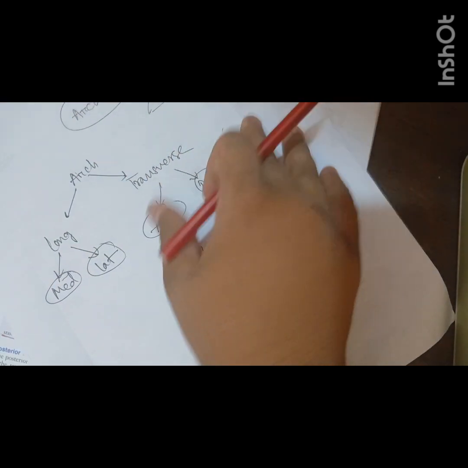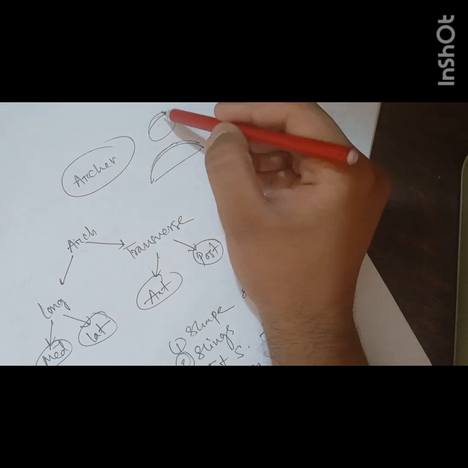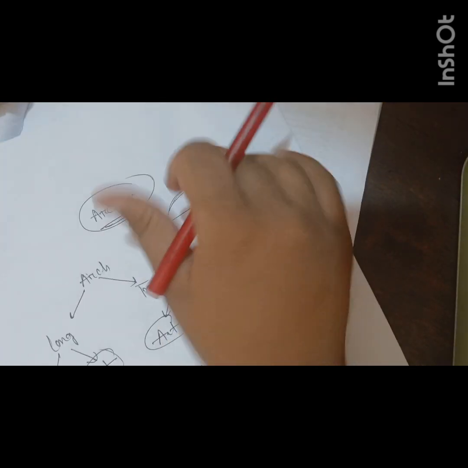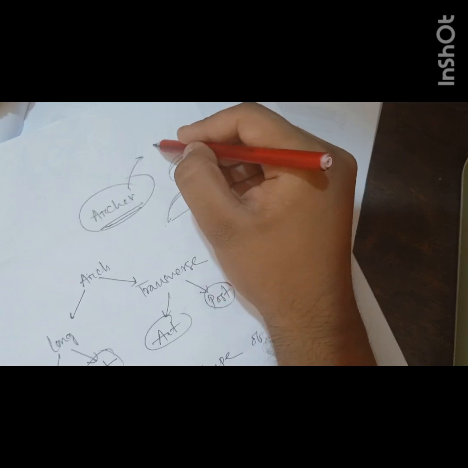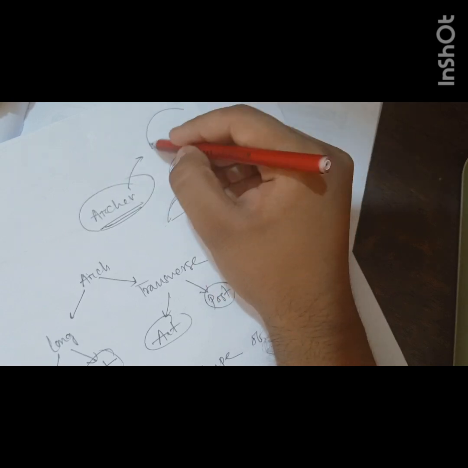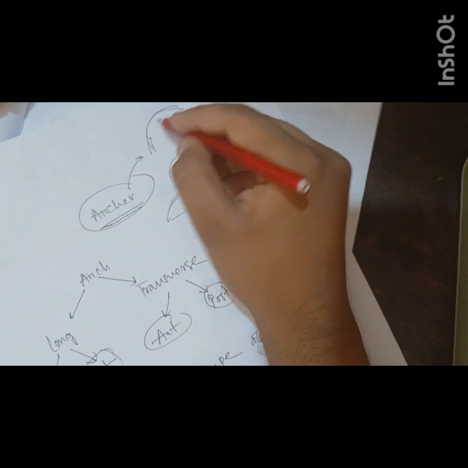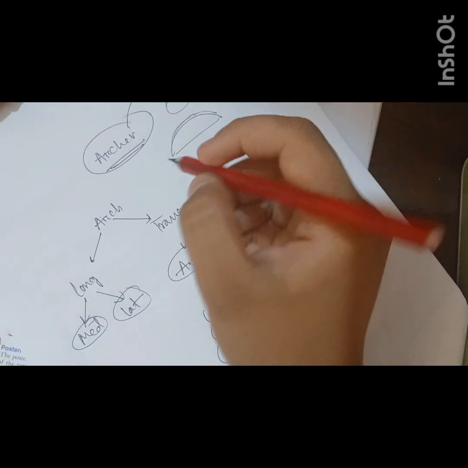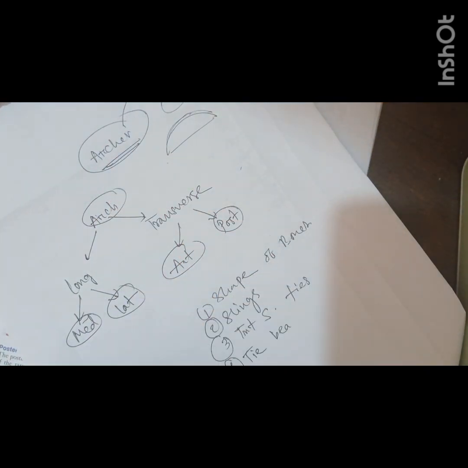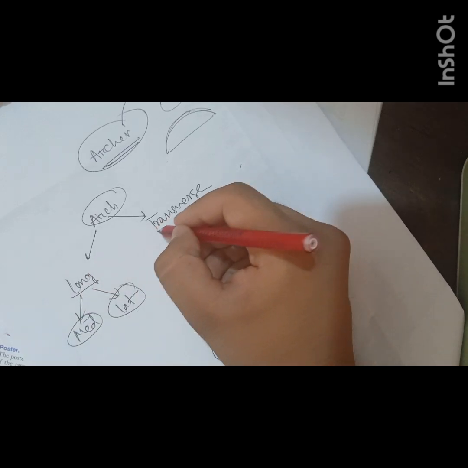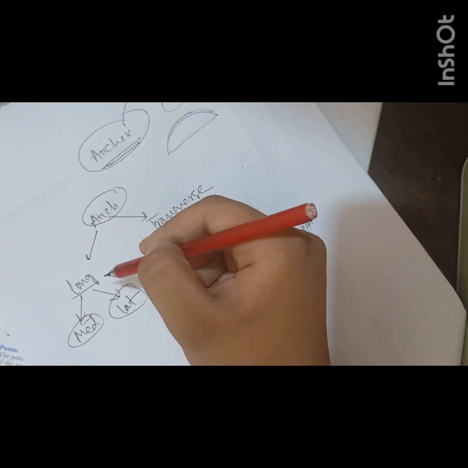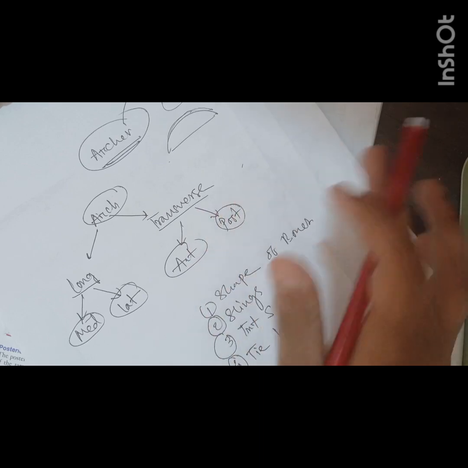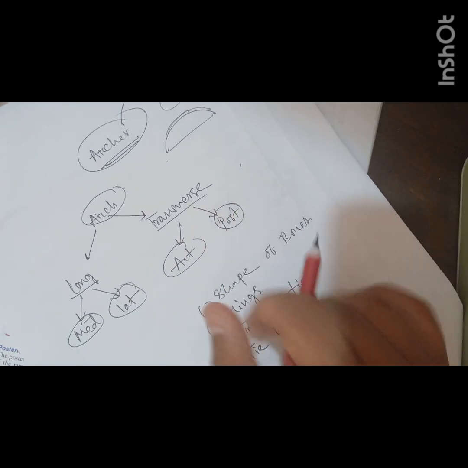So the word arch comes from archer. Archers used to hunt with bows, and bows are curved, so the word arch means curved. There are 2 types of arches in the foot: the longitudinal arch and the transverse arch. The longitudinal arches are 2 in number, the medial and lateral longitudinal arch, and the transverse arches are also 2 in number, the anterior and posterior transverse arch.